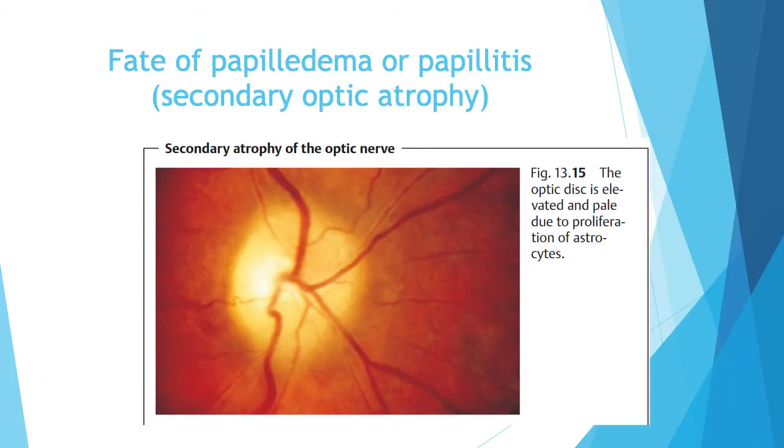What is the fate if we leave papilledema or papillitis without treatment? We end up with secondary optic atrophy. We call it secondary because the disease is in the optic nerve, either papilledema or papillitis. And when we look at the optic nerve, it becomes pale. It is not hyperemic anymore.